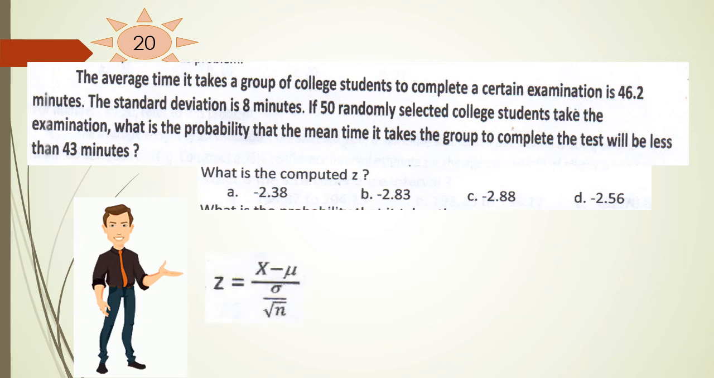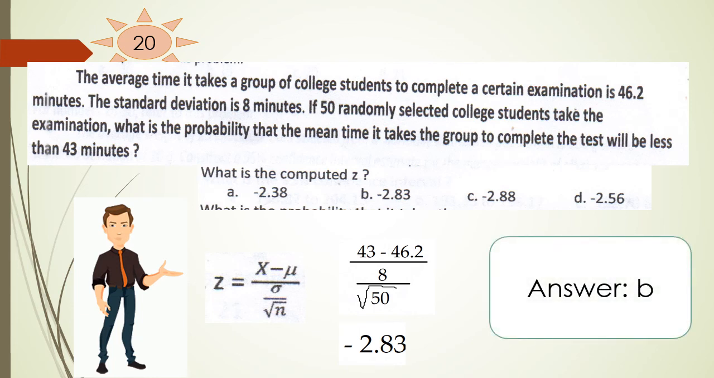Now here is the process. So we all know that what we will use is z is equal to x minus mu over sigma over square root of n. So that is 43 minus 46.2 over 8 over square root of 50. So if we compute this one, we will get negative 2.83. So therefore the answer is letter B, negative 2.83.